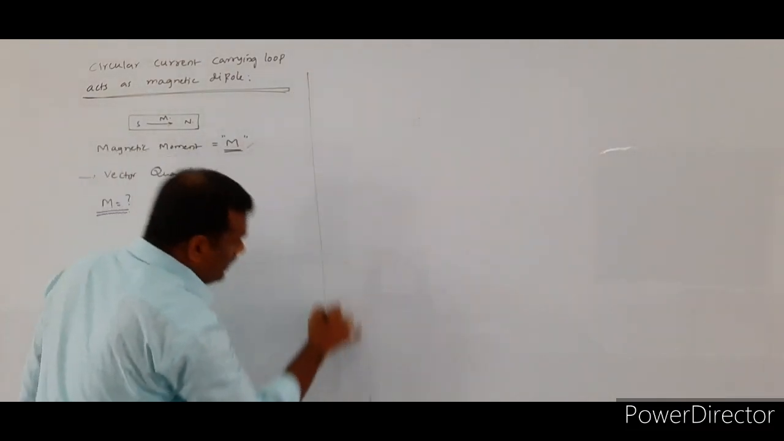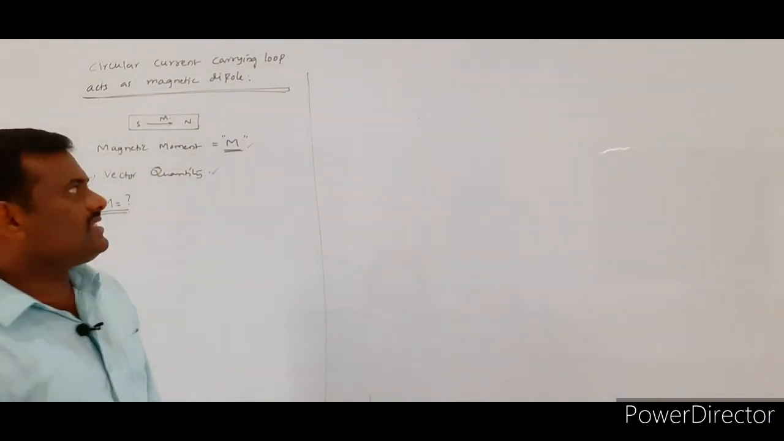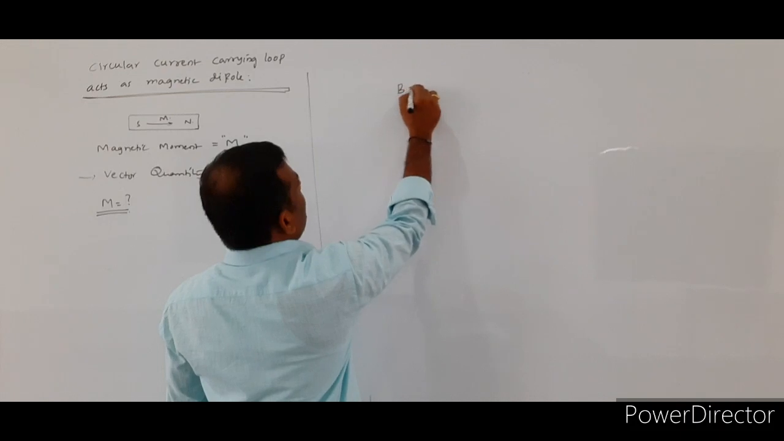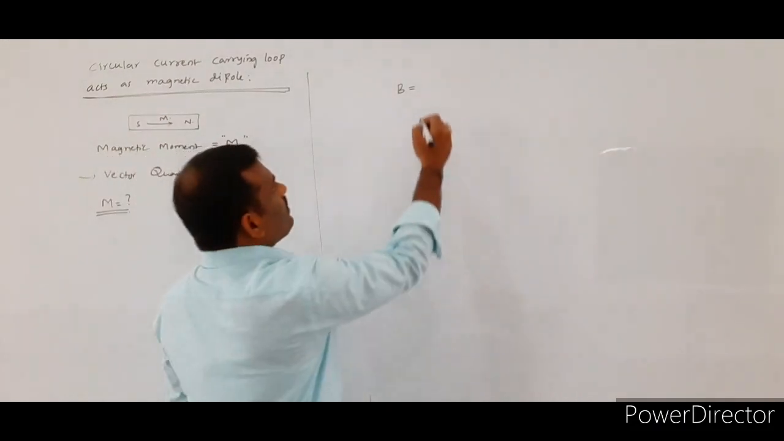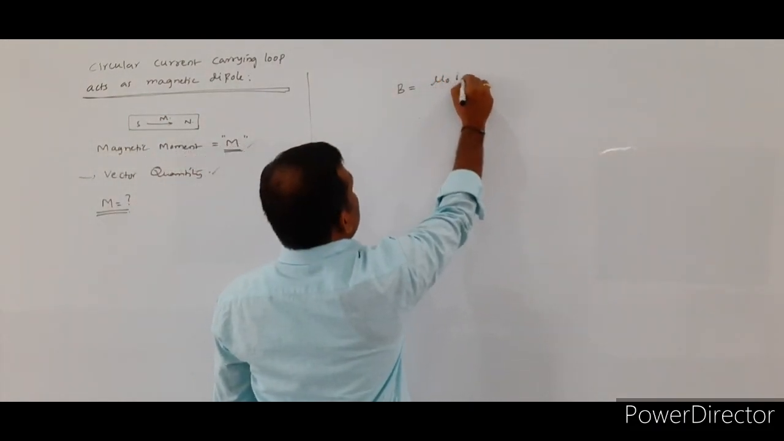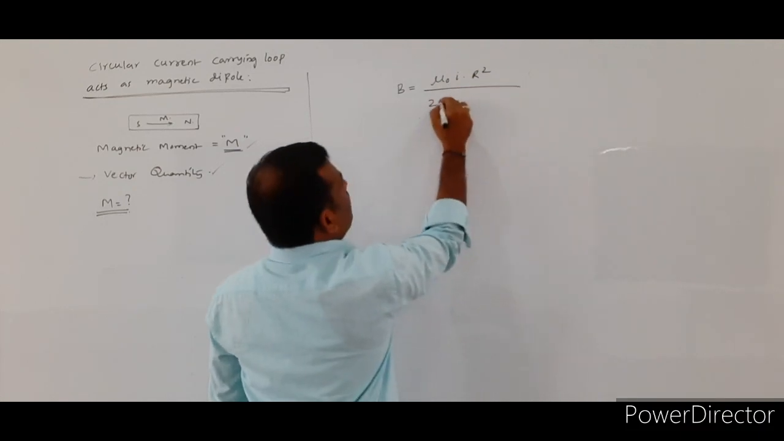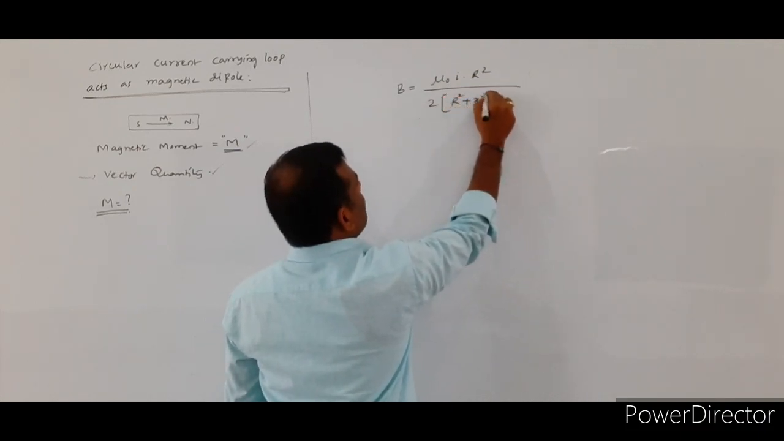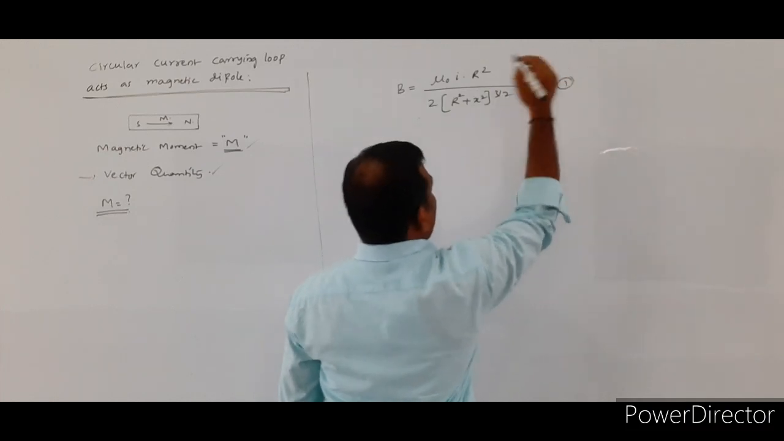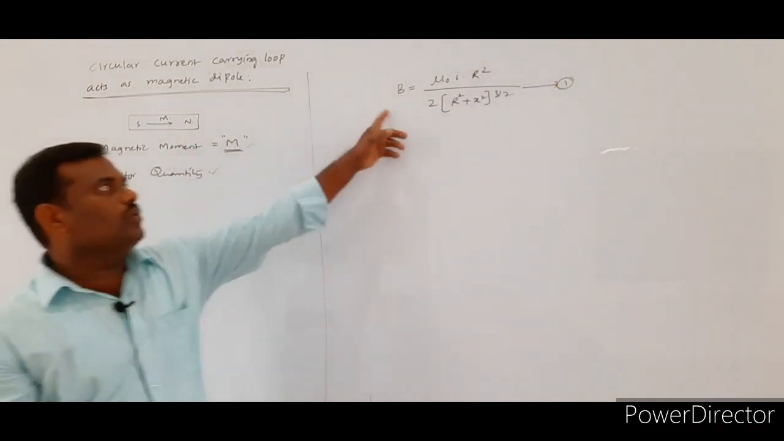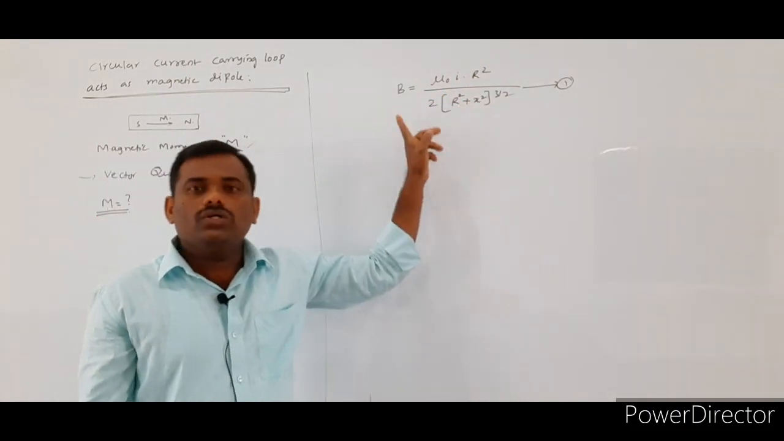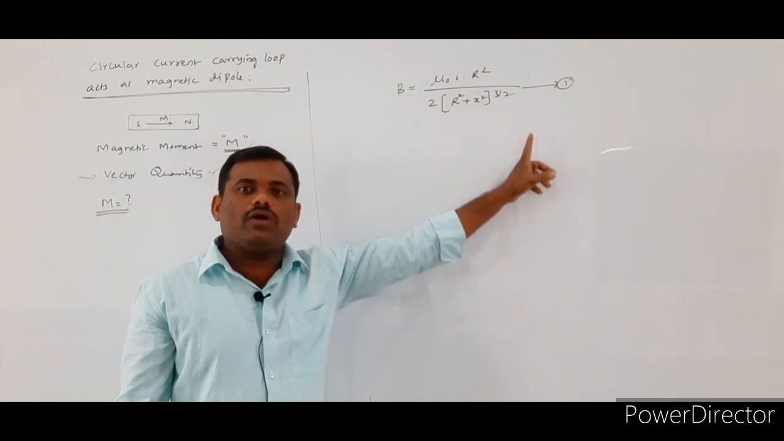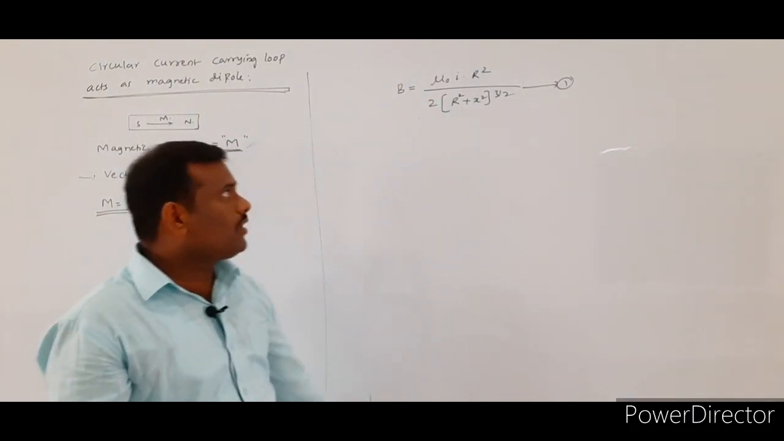Now once again coming to the basics. Already we derived, if you consider a circular current carrying loop, here I consider only the single loop. For the single circular current carrying loop, the magnetic field intensity at a point on the axial line will be given by B is equal to mu naught I into R square by 2 into R square plus X square whole power 3 by 2.